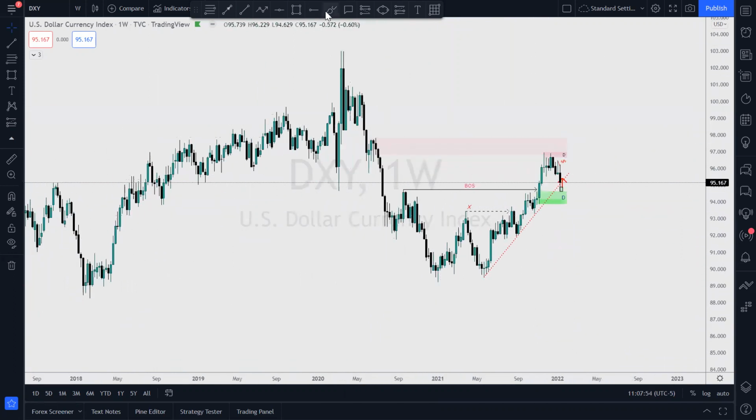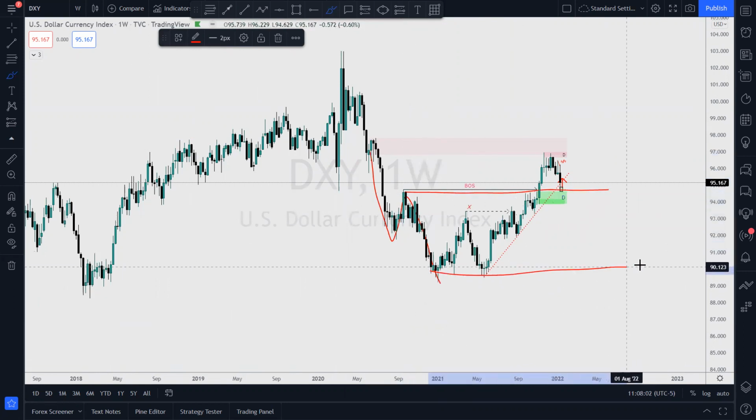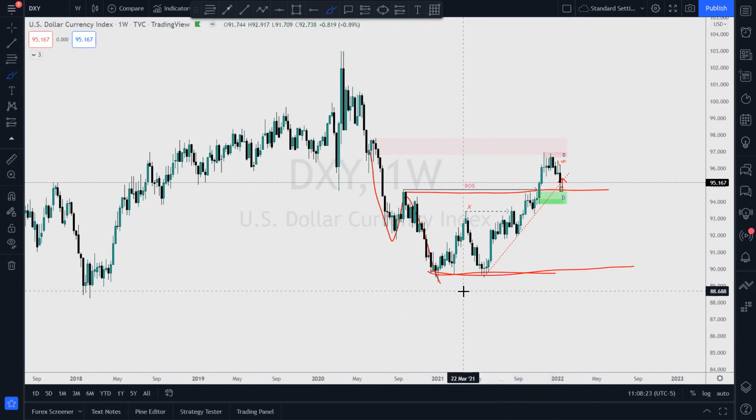We have a lower low, lower high, lower low. This is our trading range. If price goes past this high, then we have shifted. This is the shift from bearish to bullish momentum. If price breaks the low, then we know we are continuing the bearish momentum. Okay, but that's not what happened.